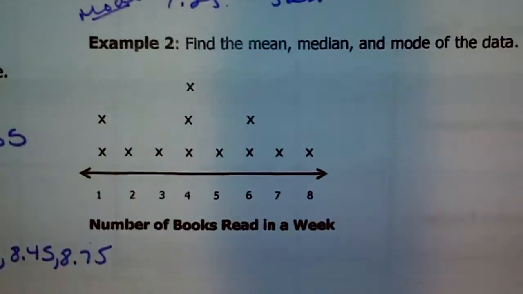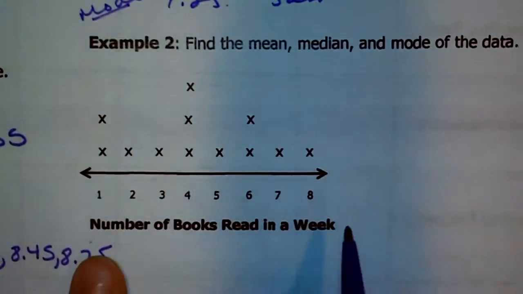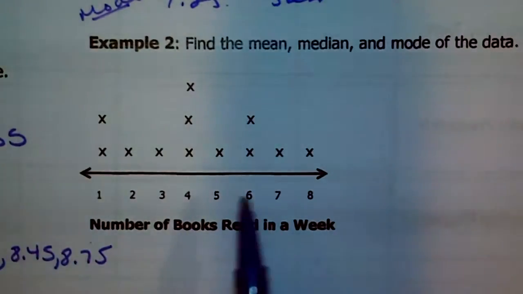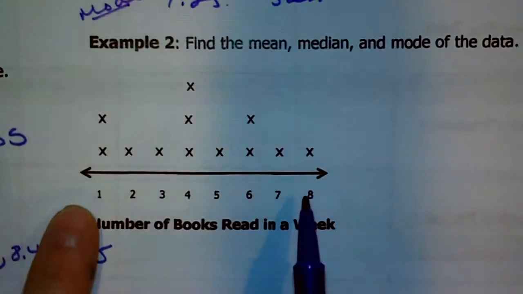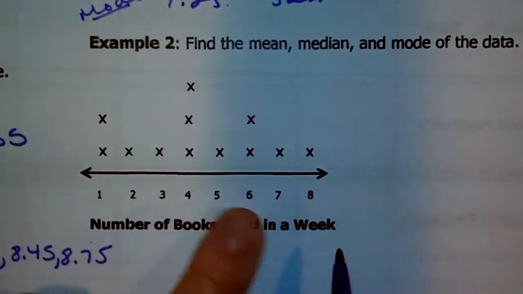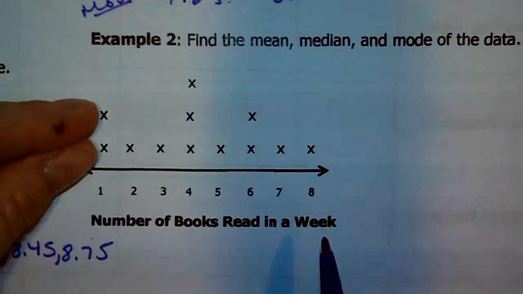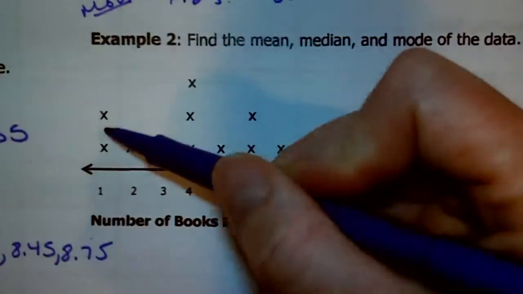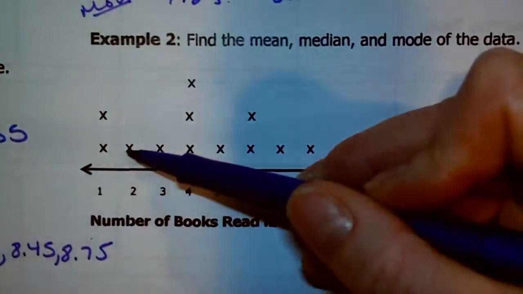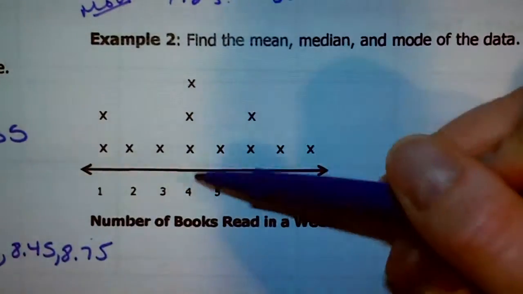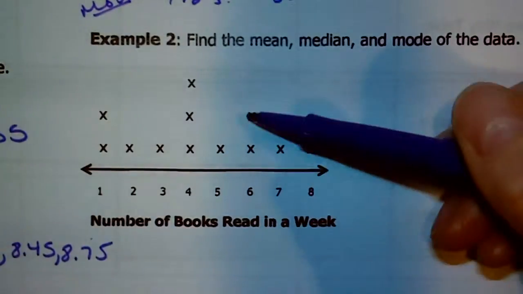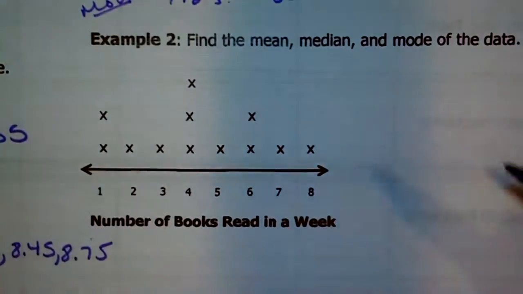Alright, I want you to find the mean, median, mode now of this little line plot here. So we have number of books read in a week, and the first thing I want you to understand about this kind of graph, these are the numbers in the data set. The number of books read in the week are 1, 2, 3, 4, 5, 6, 7, or 8. This tells me how many people read one book. So 2 people read one book, 1 person read 2 books, 1 person read 3 books, 3 people read 4 books, 1 person read 5, 2 read 6, 1 read 7, 1 read 8.